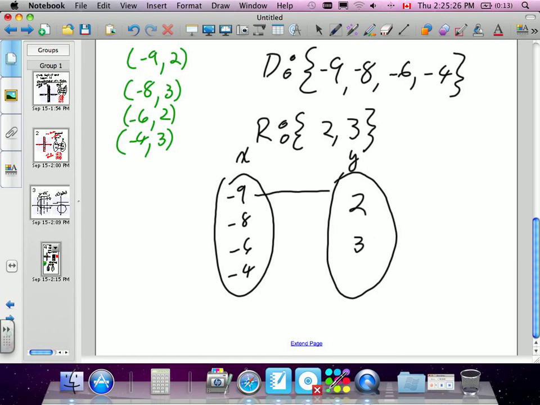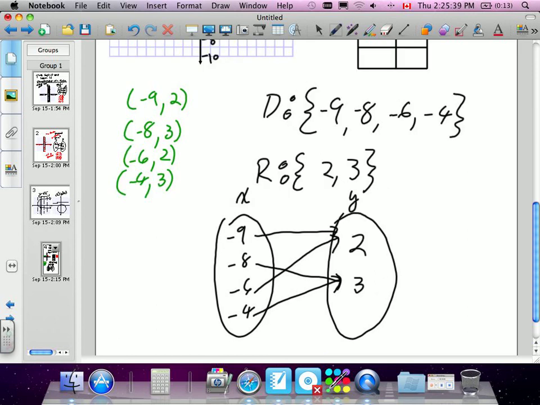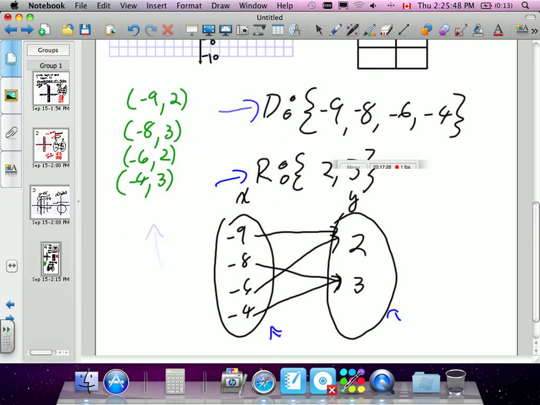We know negative 9 corresponds to 2. Negative 8 corresponds to 3. Negative 6 corresponds to 2. And negative 4 corresponds to 3. So I know that looks confusing with the arrows. That's why picking out the coordinates like this, or even writing it as domain and range, can sometimes be a little clearer. The ovals, I know, are confusing, but the book writes them that way, so I need you guys to get used to that.